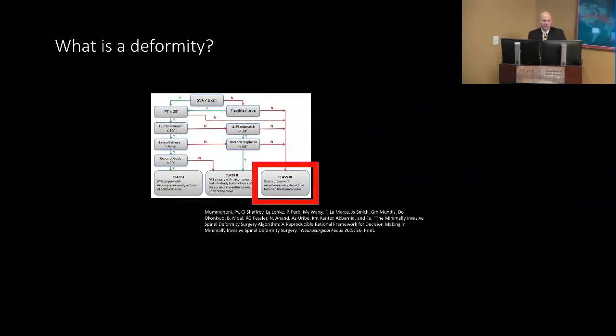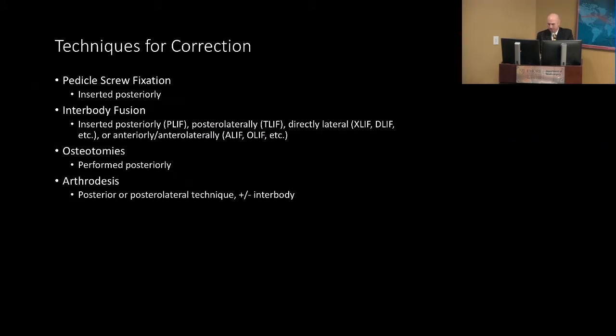I would probably go as far to argue that Class 1 and Class 2 are probably not adult deformities, just based on their measurements alone. And this Class 3 category, where they advocate for open surgery with osteotomies and extension of fusion in the thoracic spine, that's probably an adult deformity. If you're having to do that, that's an adult deformity patient.